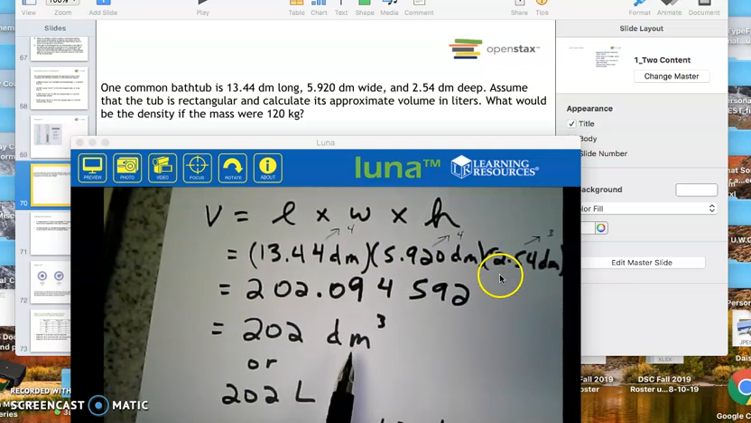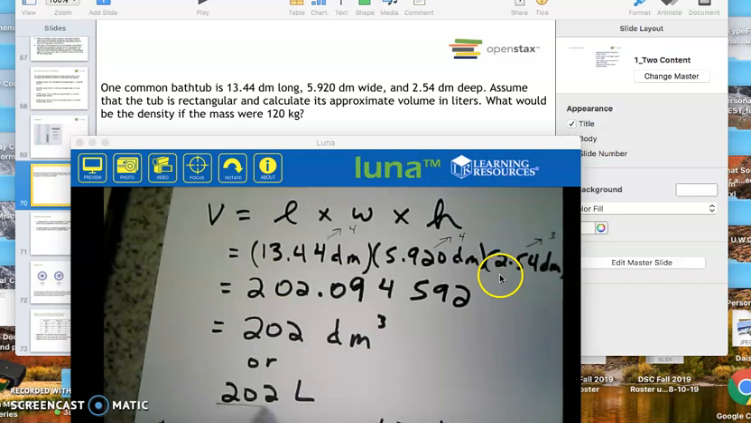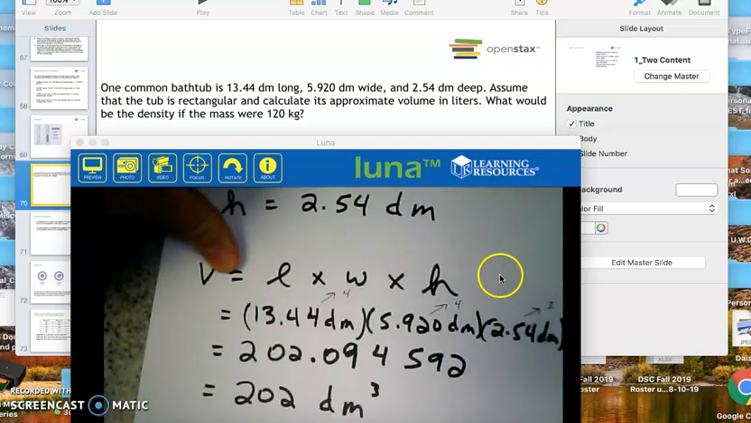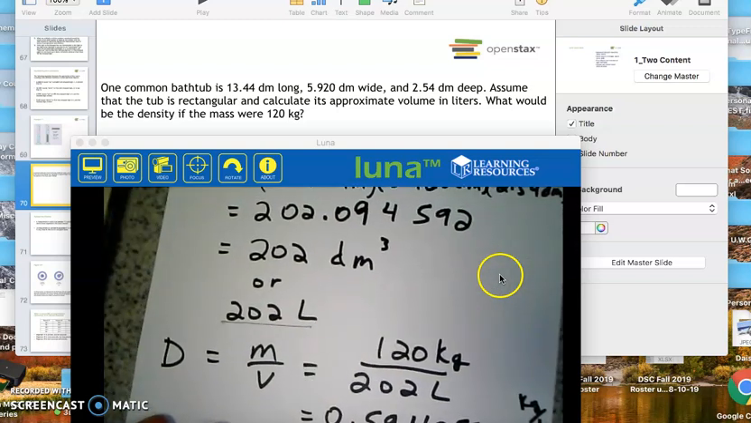Okay, and because 1 cubic decimeter is equivalent to a liter, that's also 202 liters would be the volume of the bathtub. Now, if I wanted to determine the density, which is what they ask next. They ask for the density of the bathtub.